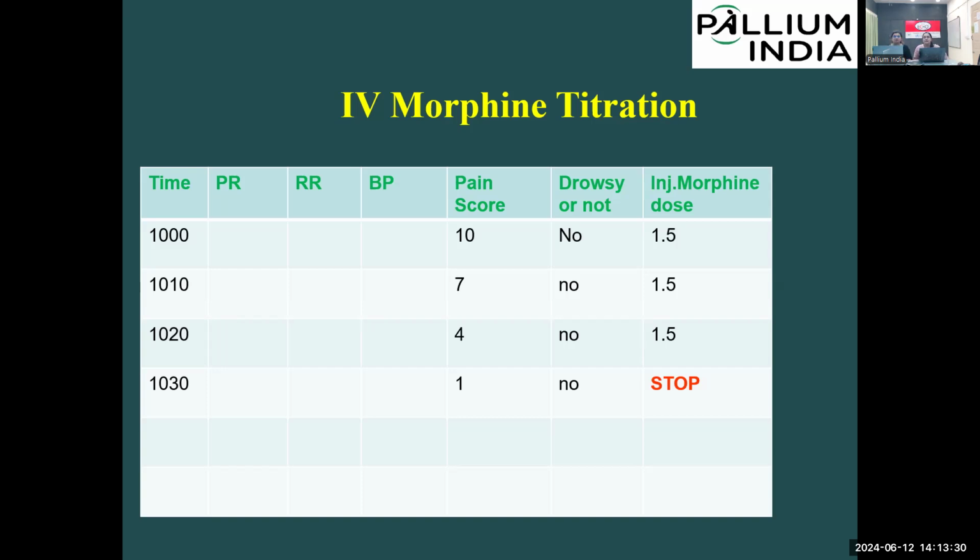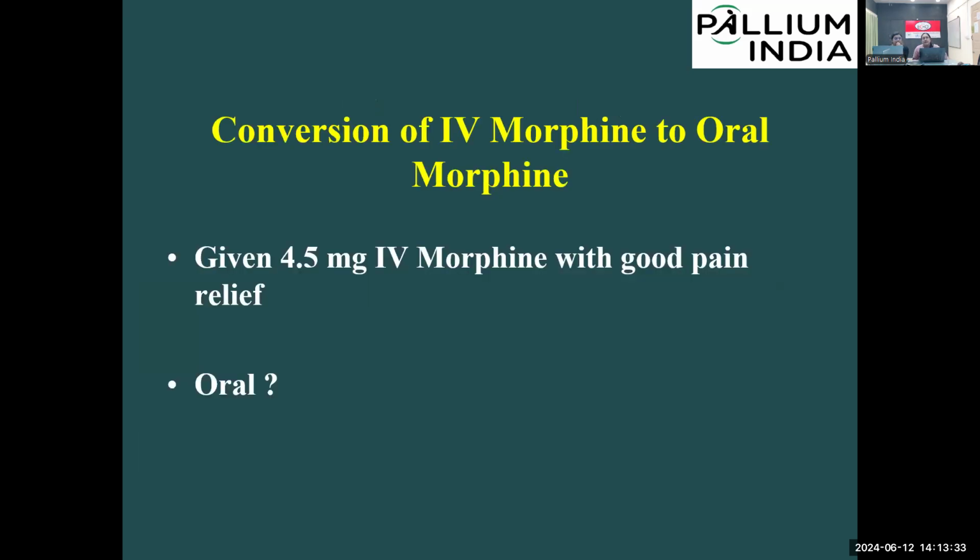Next slide, please. So now we have to convert this 4.5 milligram of IV morphine. Since the patient has good pain relief, we are converting it to oral morphine. So what is the conversion ratio? Usually after IV morphine titration, the conversion ratio would be 1:1. So the ideal dose with which we can send the patient home would be 4.5 milligram oral morphine.